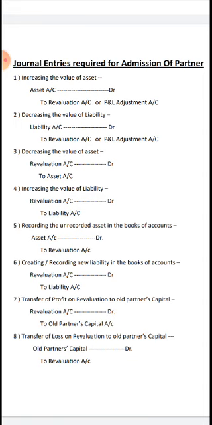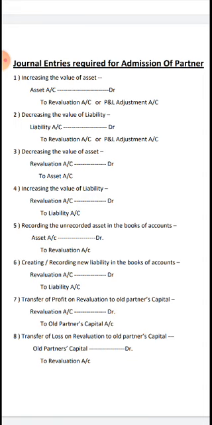Second is decreasing the value of liability. The liability gets reduced. Originally a liability has a credit balance and I want to reduce that. So for that purpose I give exactly the opposite, that is a debit balance to the liability, and whatever effect is recorded goes to the revaluation. So the journal entry is liability account debit to revaluation account.